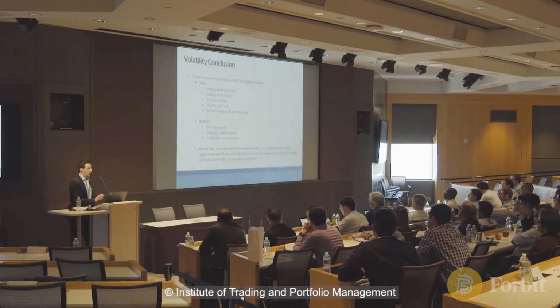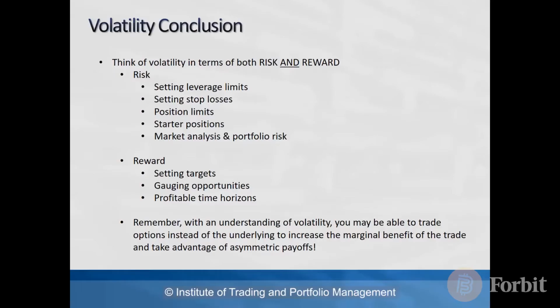So let's just conclude this opening section about volatility. We're thinking about it in terms of risk and reward, okay? The risk stuff you're probably familiar with, but I'll just go through it now. So things like setting leverage limits, stop losses, position limits, portfolio limits. So let's take leverage as an example. If the asset's more volatile than another asset, you're likely to have a leverage limit that's actually lower.